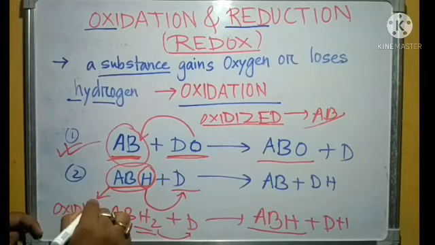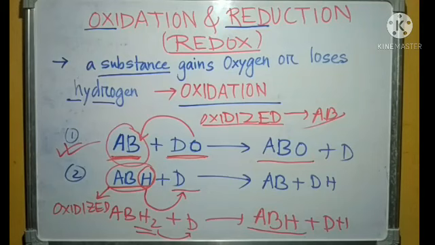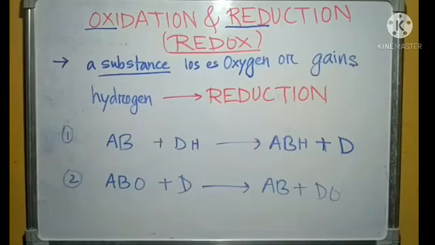So if the reactant gets an extra oxygen atom or if it loses a hydrogen atom, then we say that reactant is oxidized. Now we will be looking at reduction, with some similar representative examples. So what was reduction? If a substance or a reactant loses an oxygen atom or gains a hydrogen atom, then we say that a reduction reaction is occurring.